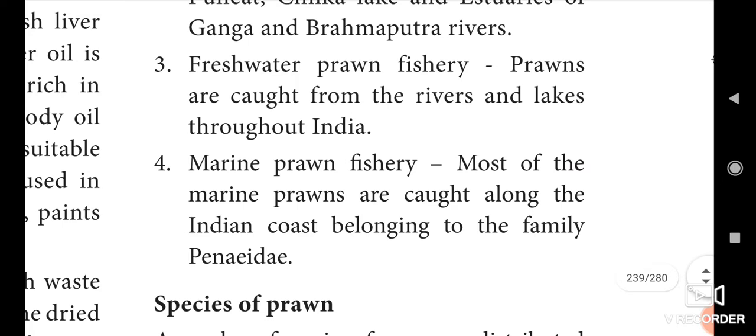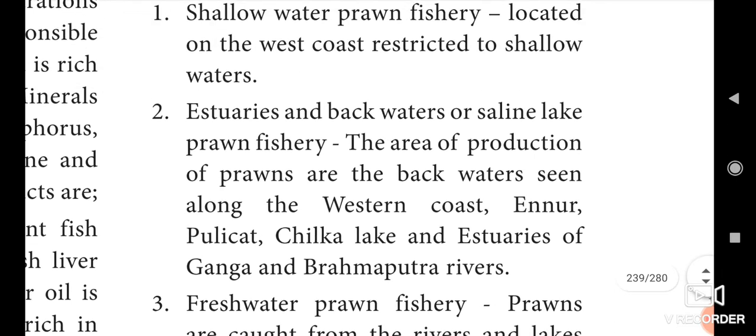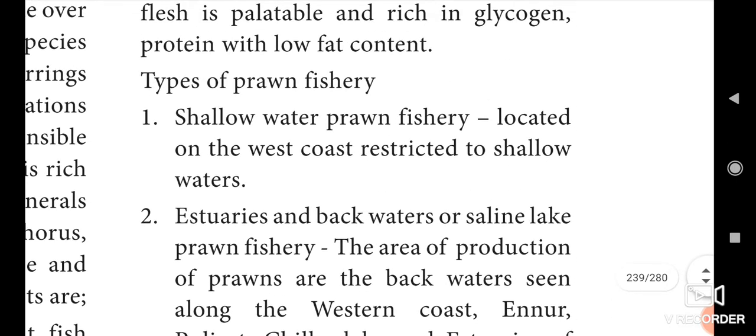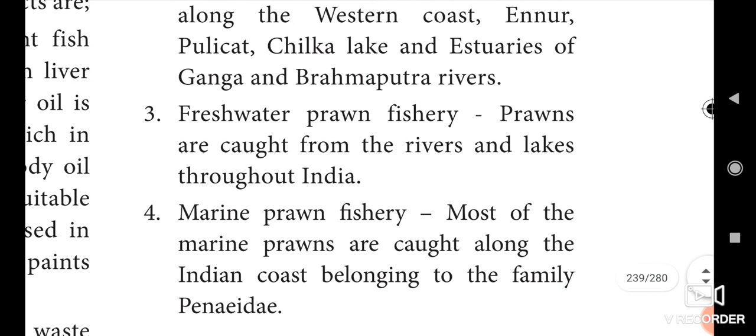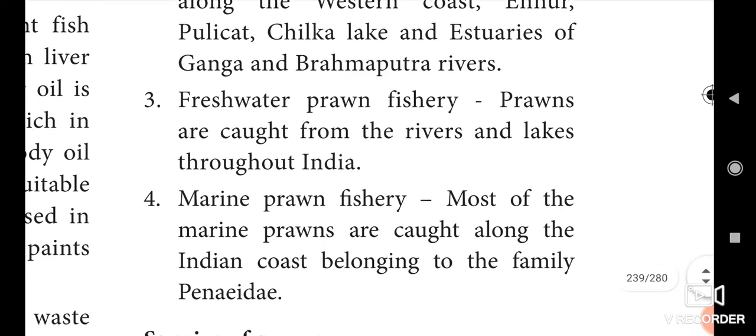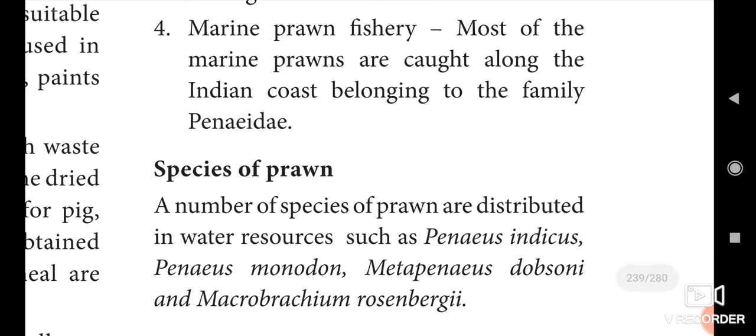Then marine prawn fishery. Here most of the marine prawns caught along the Indian coast belong to the family Penaeidae. Okay, so these are the types of prawn fishery. What are the types? Shallow water prawn fishery, then estuaries and backwater prawn fishery, then freshwater prawn fishery, then finally marine prawn fishery. Okay, next we see what species of prawns are here.